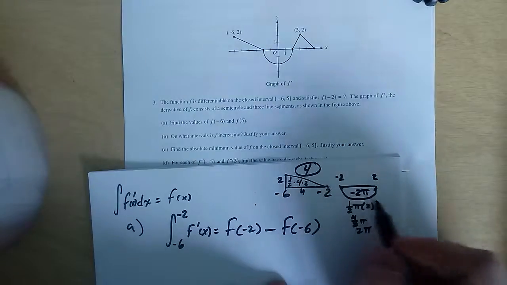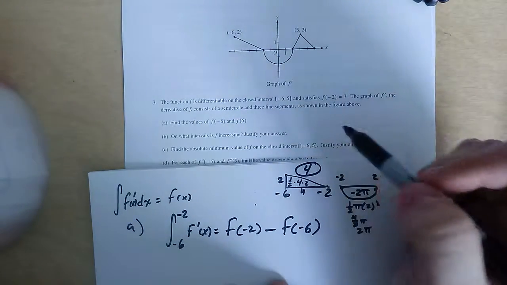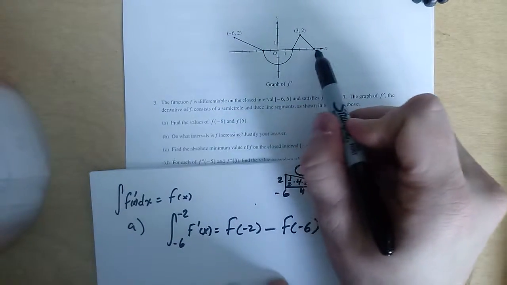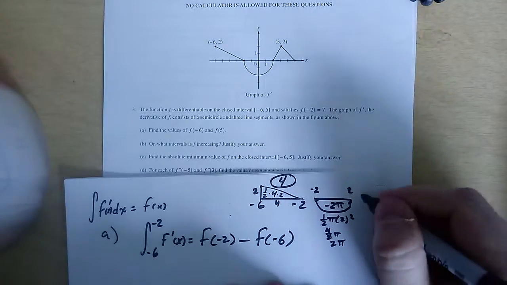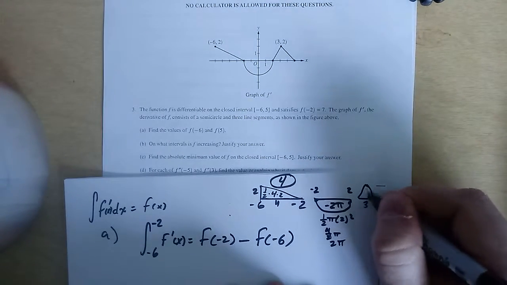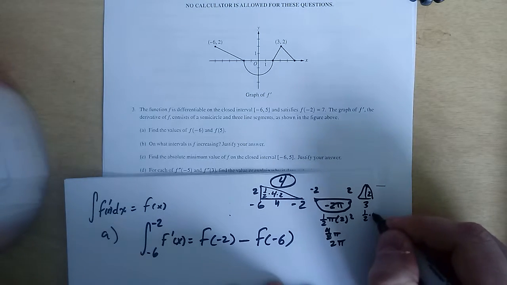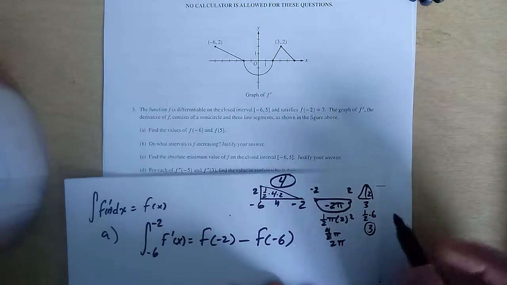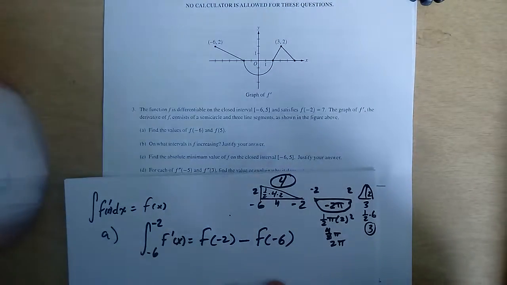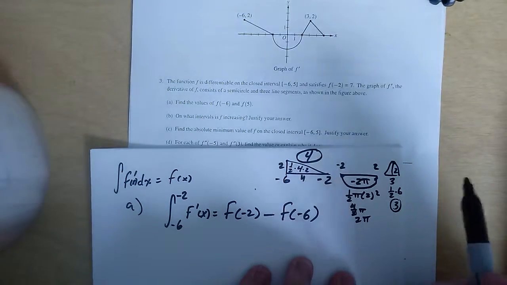So we got 4, we got -2 pi, and then our last one is this triangle with a base of 1, 2, 3, and a height of 2. So 3 times 2, so that's half of 6, which is just 3. Okay, so those numbers are going to come into play at some point, I'm sure.